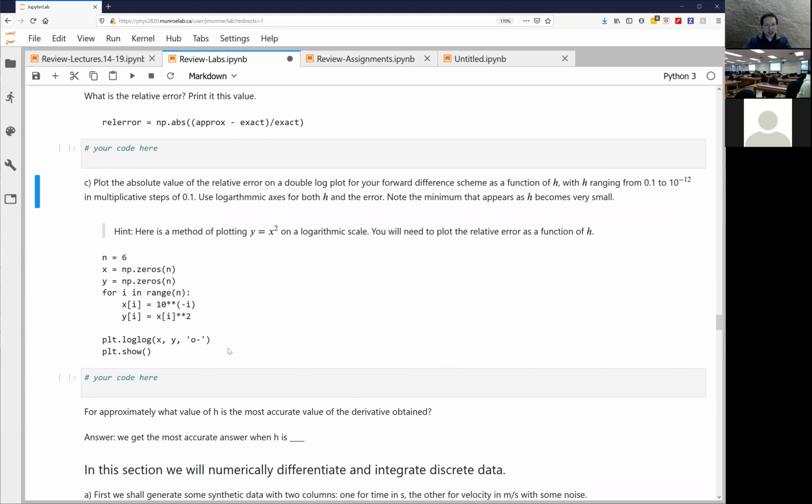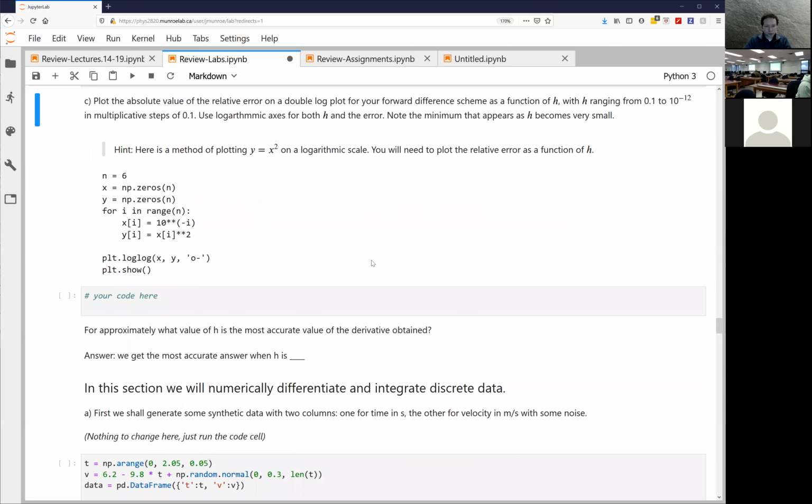I'll leave this here. This idea of error is a good one. The idea that these numerical methods scale and have a certain order. And one way of talking about the order is how the error depends upon the size of the step. If the error decreases linearly with the size of the step, we call it a first order method. If it decreases quadratically with the size of the step, we call it a second order method, and so on and so forth.